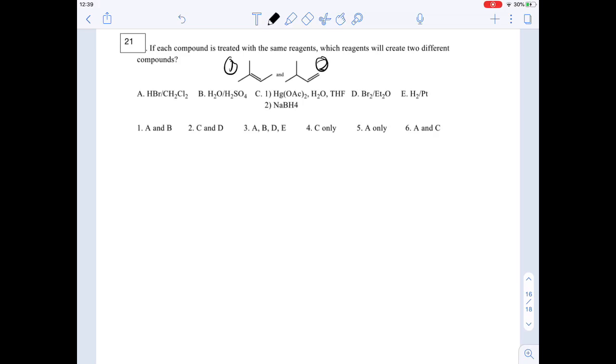ways. Okay, so I'm going to call this alkene 1 and this alkene 2, and we're going to go through and just treat them with all of the different reagents. So alkene 1 with A. Okay.